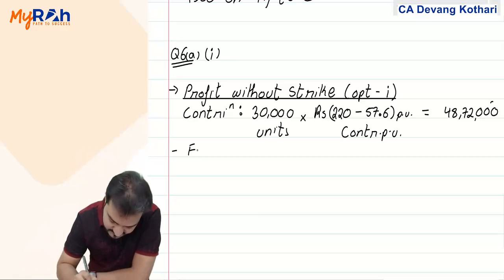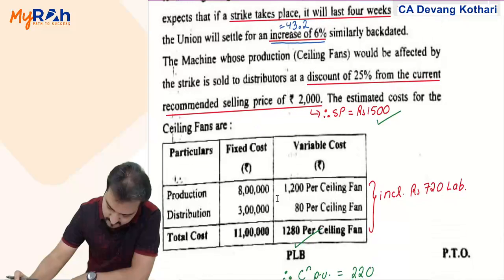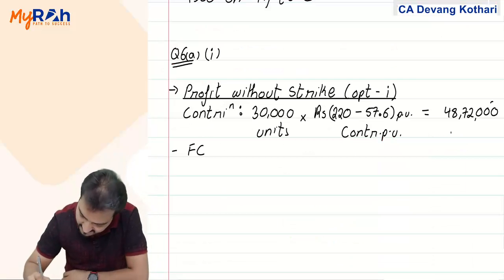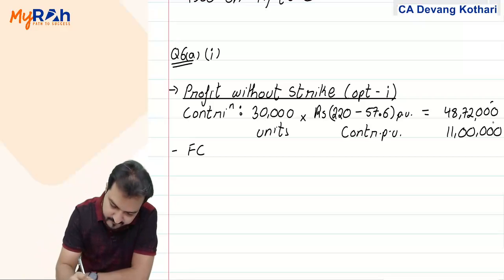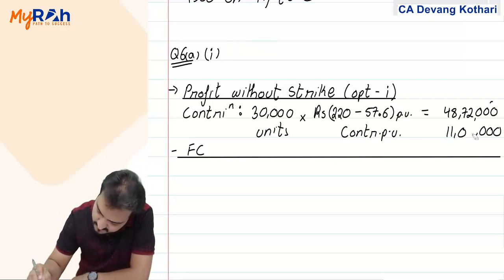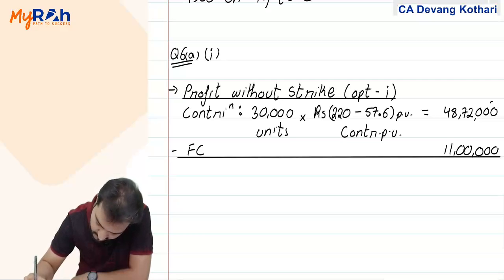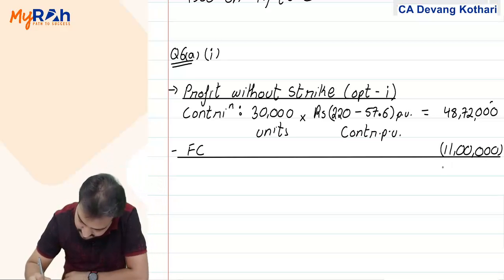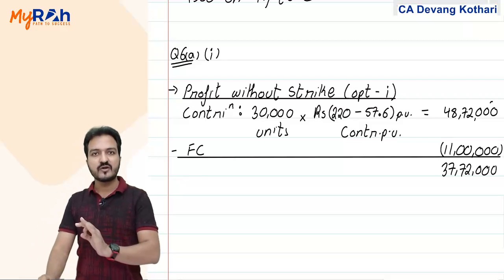Contribution minus fixed cost. Fixed cost, as per the question, is already given: 8 lakhs plus 3 lakhs, total 11 lakhs is the fixed cost. Put that here, fixed cost of 11 lakhs. That gives me the profit of this option: $37,72,000 is the profit if I don't allow them to go on strike.